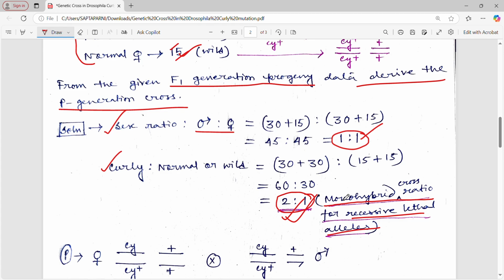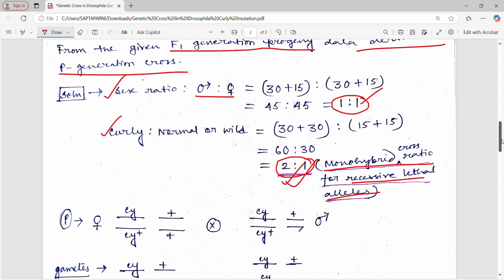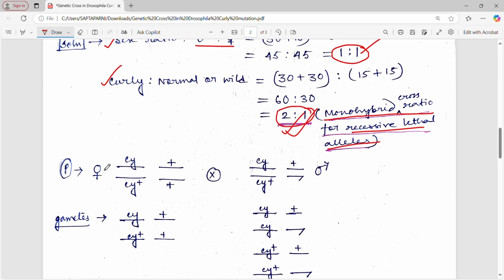Now the next thing that you must always remember is that whenever you get any kind of monohybrid cross, you have to take both parents as heterozygotes. Then only you will get all types of progeny that are given in the question. So we are taking male and female both as heterozygotes. See here, this is the female of the P generation and this is the male of the P generation. We are taking the female as heterozygote, so one autosome of the female will be CY and another one will carry CY plus.